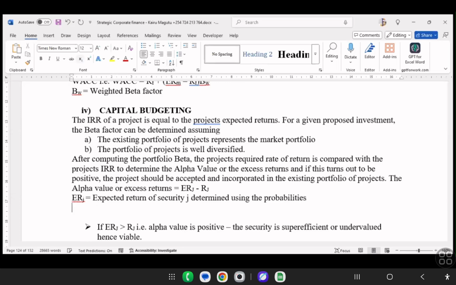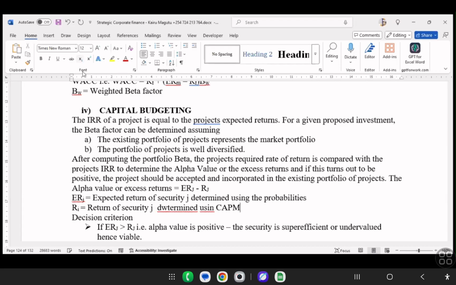The expected return of security J determined using probabilities. Then I will give the return of security J, like that. We say that this is a return of security J determined using the capital asset pricing model.